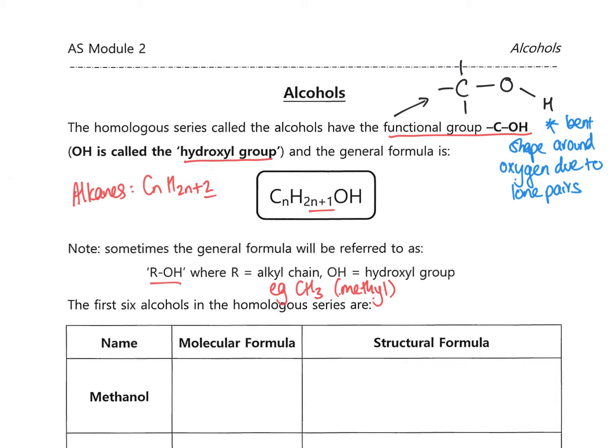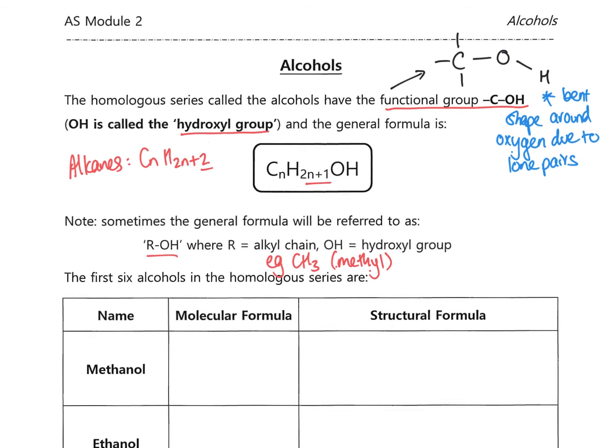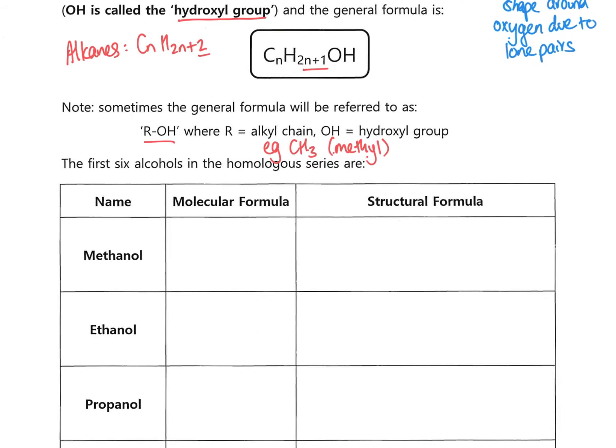So what I want you to do in this table is to write in the molecular formula for the first 6 alcohols. And we'll just keep this where the hydroxyl group is on carbon number 1. That can vary, but we'll keep it as the primary alcohols of each of these alcohols for now. So the molecular formula and then the structural formula.